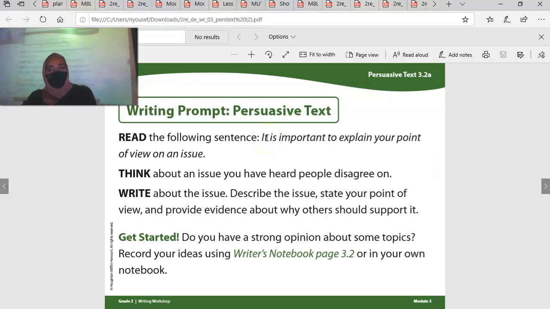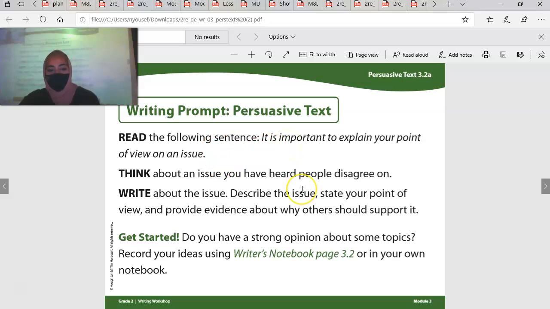Okay, like Mr. Tiger Goes Wild. He didn't see eye to eye with everybody else in the town, did he? No. And then he tried to explain his point of view, and they thought he was wild. But then when he came back and showed them, he explained to them why he thought his idea was probably better. And when he came back, he saw that there were people in the community that were convinced because he explained to them. All right. So it is important to explain your point of view on an issue.